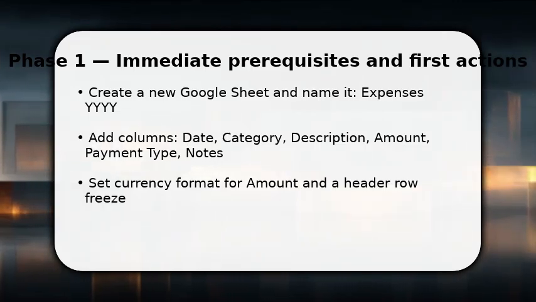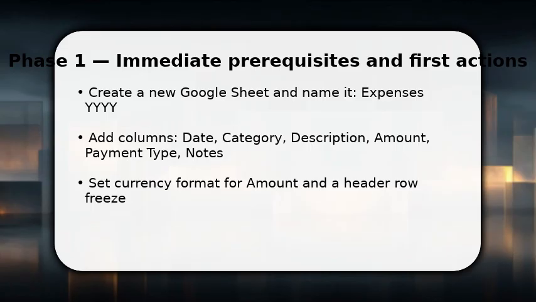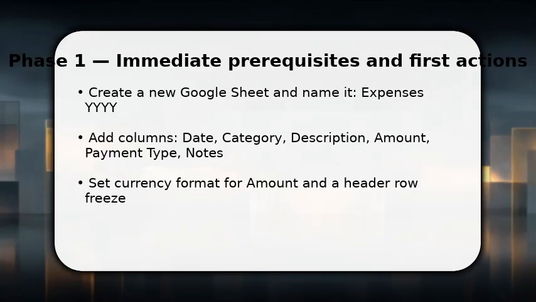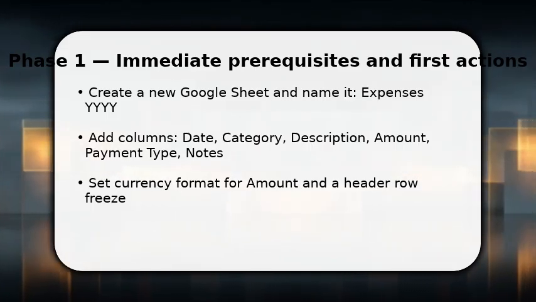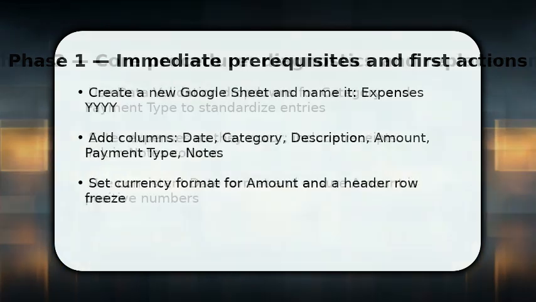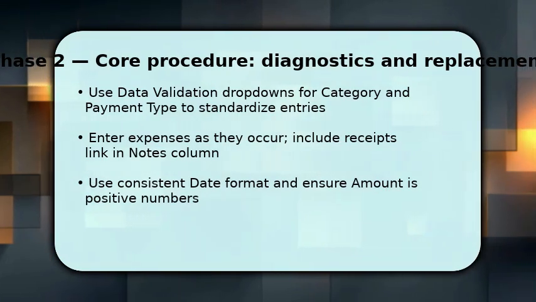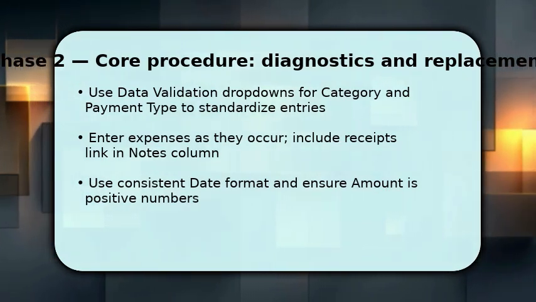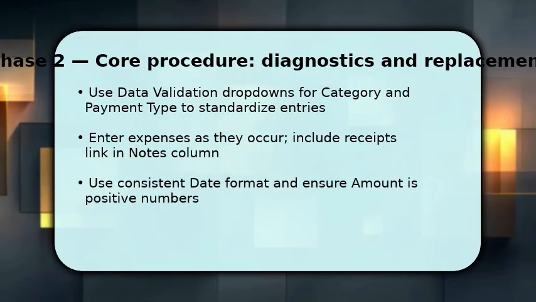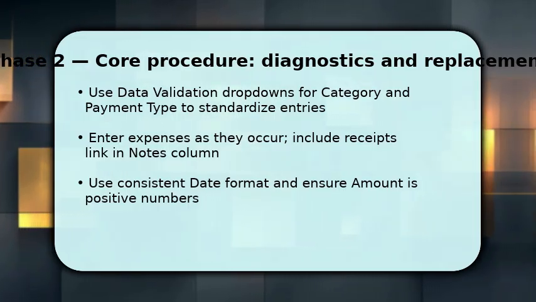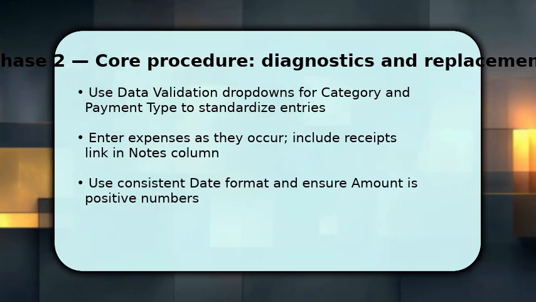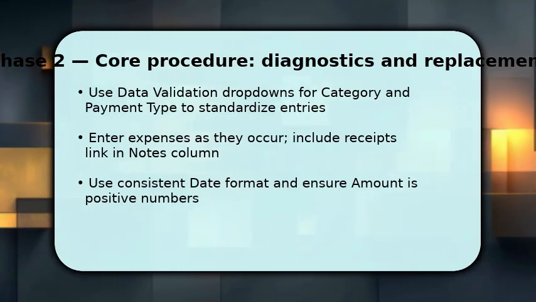For speed, create a few common category entries as a drop-down using data validation. This reduces errors and makes later analysis consistent. You enter each expense row by row, selecting category and payment type from the drop-downs you created, which enforces consistency. Once done, paste or link receipt images in the notes column so you can verify entries later.